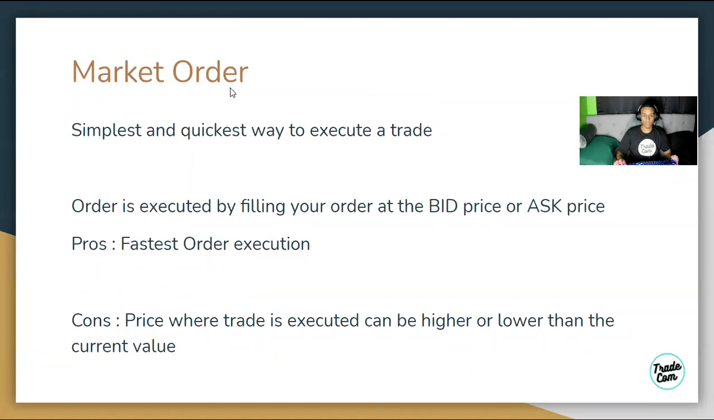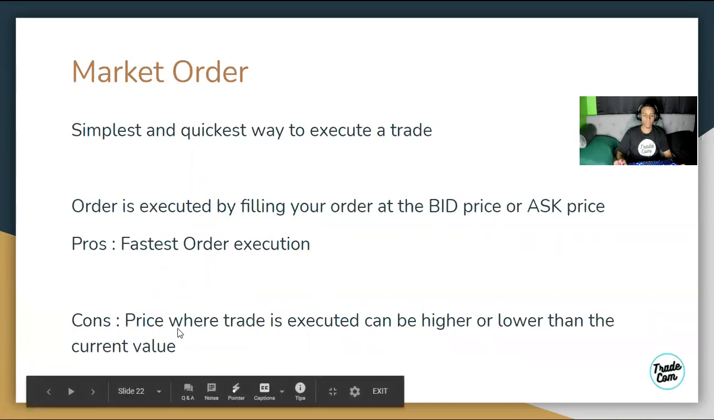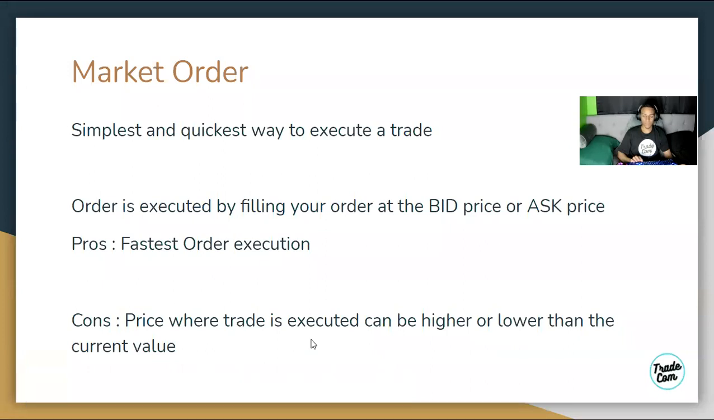All right, market order. So a market order is the simplest and quickest way to execute a trade. The order is executed by filling your order at the bid price or at the ask price, right? So the pro of this is the fastest order execution. The con is that the price where the trade is executed can be higher or lower than the current value. All right. So that's a market order. Fastest execution, that's pretty much the best part about it, if you want to get in or out of something very quickly.